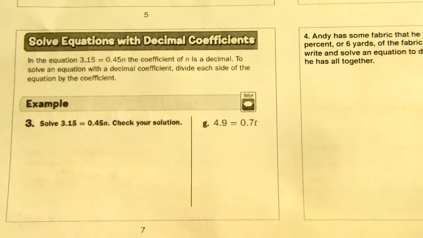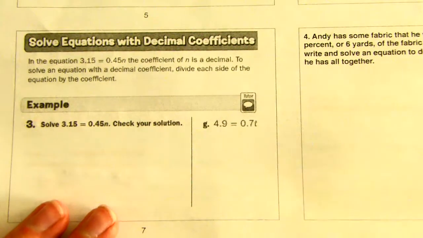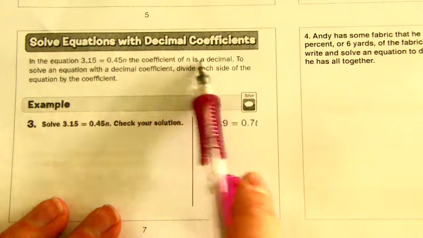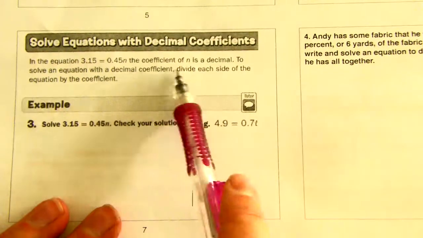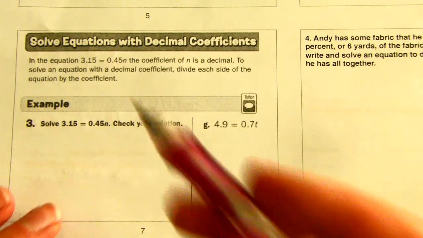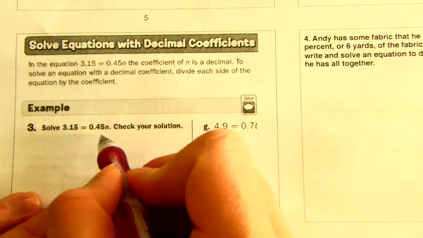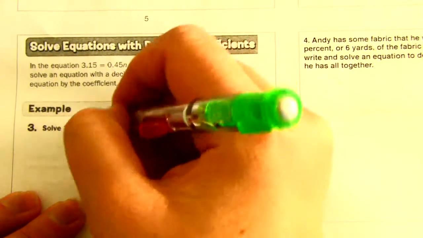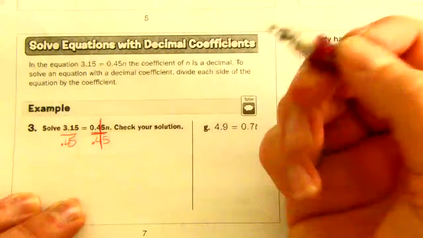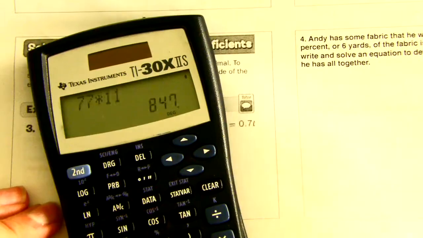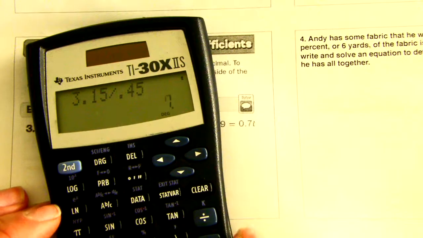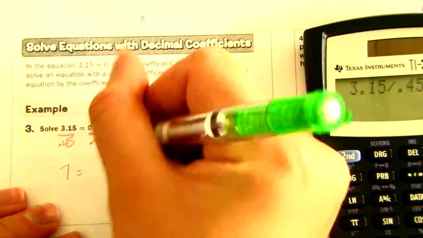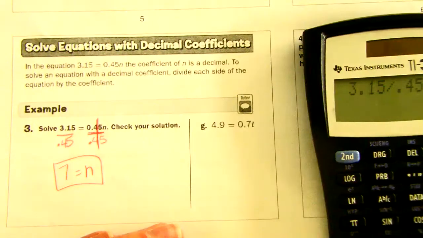Almost done. These ones, decimal coefficients, because remember a rational number can be a fraction or a decimal. I prefer to work with decimals. So it says in this equation the coefficient is a decimal. To solve an equation with a decimal coefficient, all we have to do is divide each side by the coefficient, which is nice. So I'm going to show you how I show my work. So the coefficient is the 0.45. So I'm going to divide, setting up that fraction, divide by 0.45. And then 3.15. So I get 7. Bring my equal sign down, equals, what's left over here is the n. N equals 7 or 7 equals n.